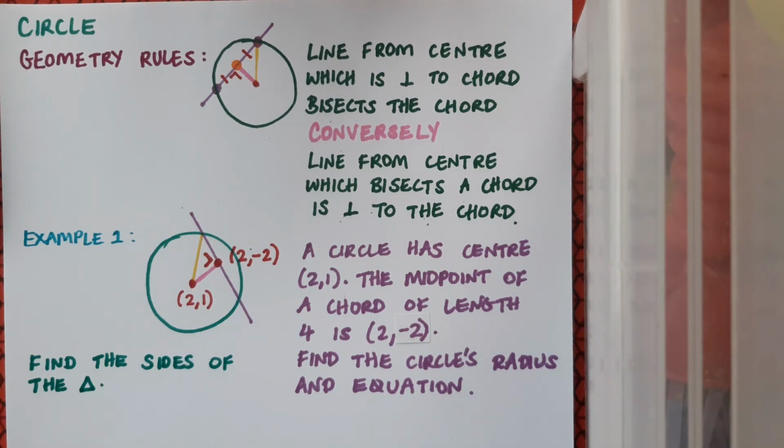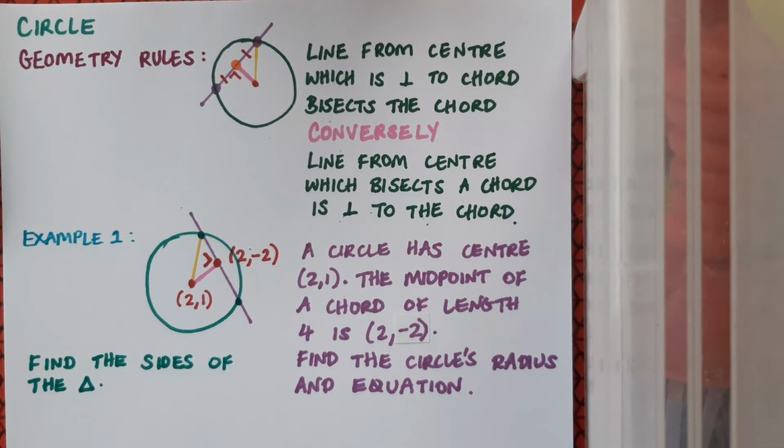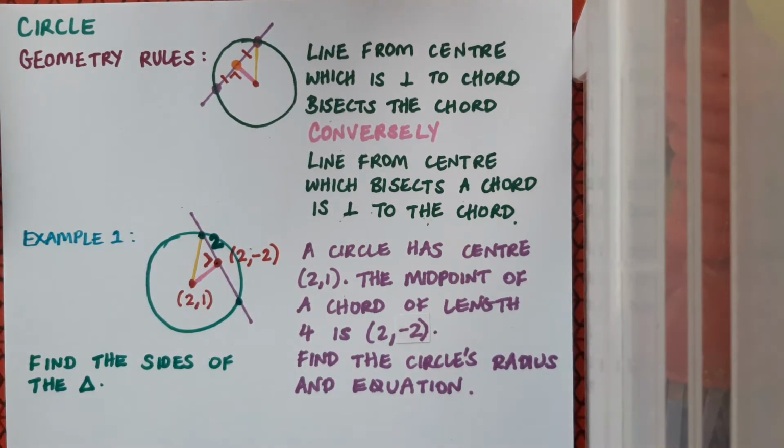Well, one of those sides is really easy to get because in the question it tells me that the chord has a length of 4. So the distance from this point to this point is 4. And since I know that I've bisected that, and that (2, -2) is its midpoint, that means that I know that this distance here is 2. So from this point to the midpoint of the chord is 2.